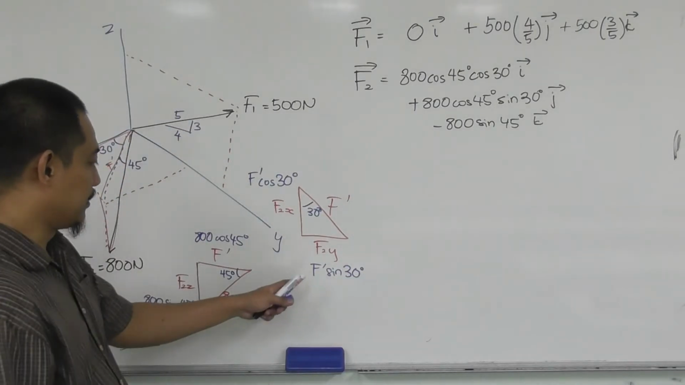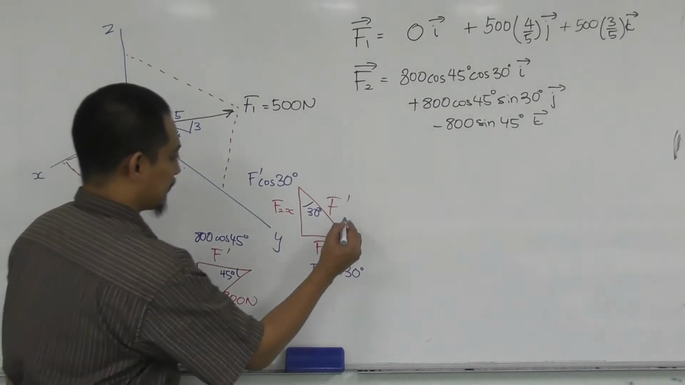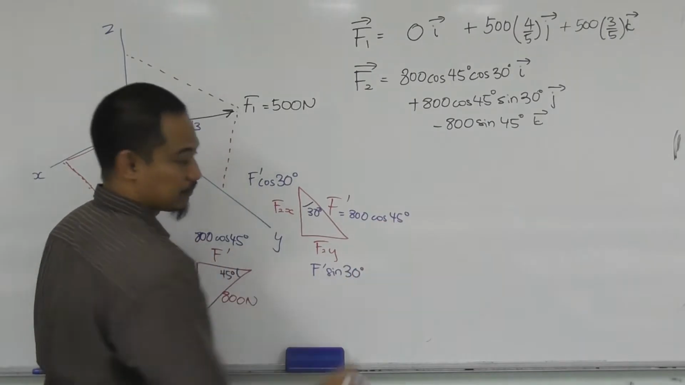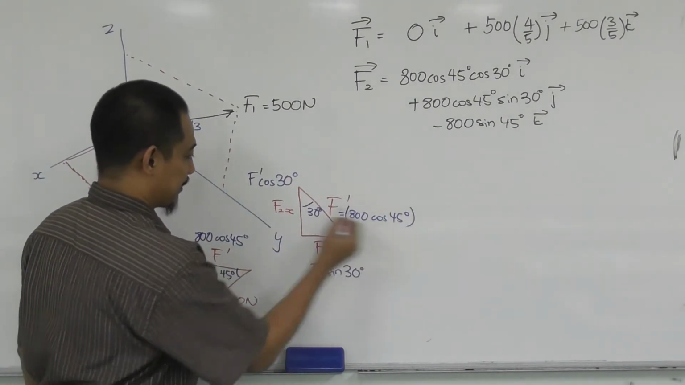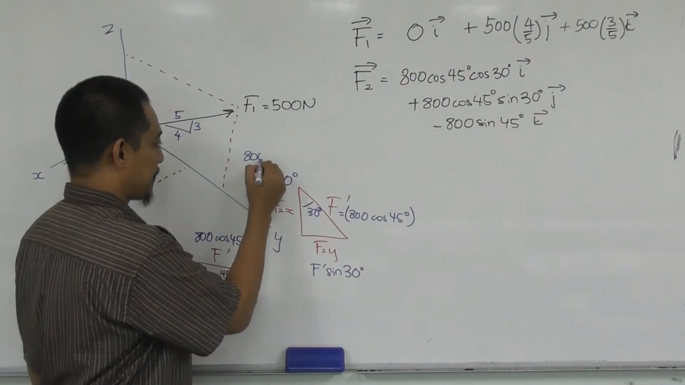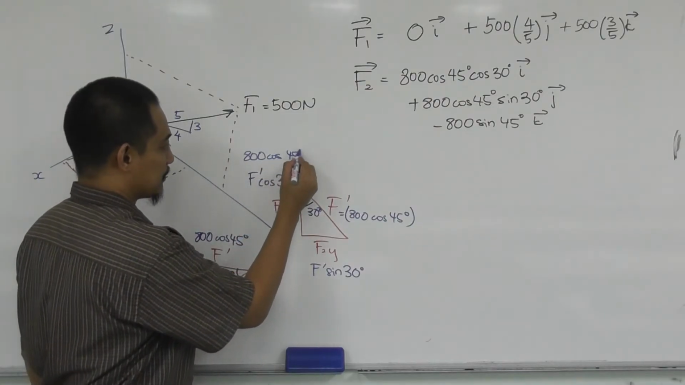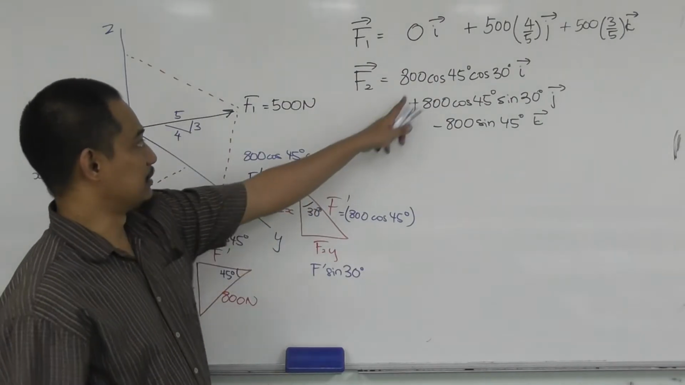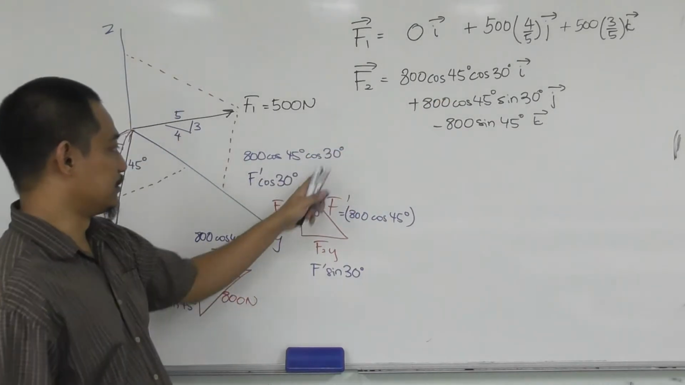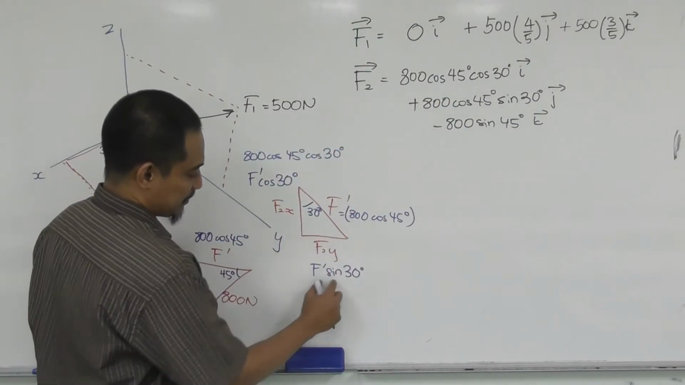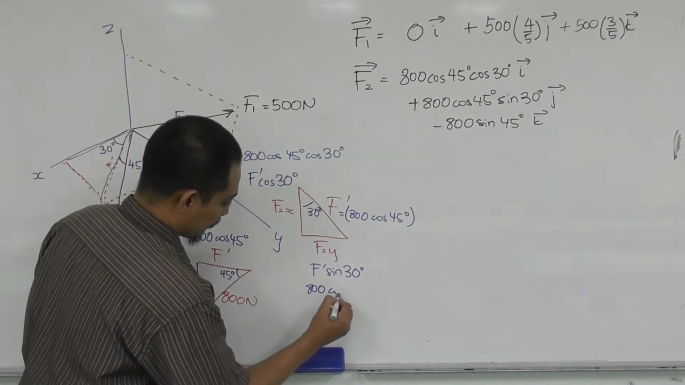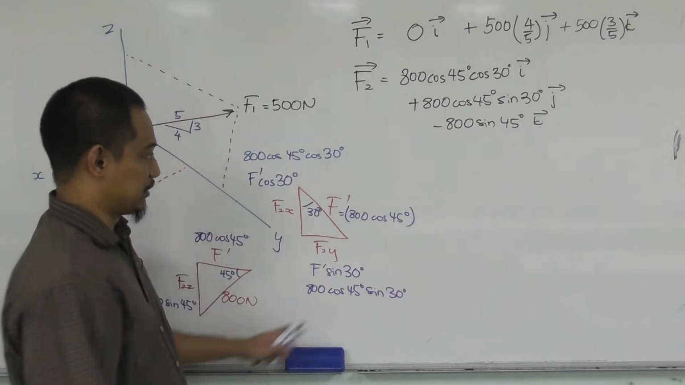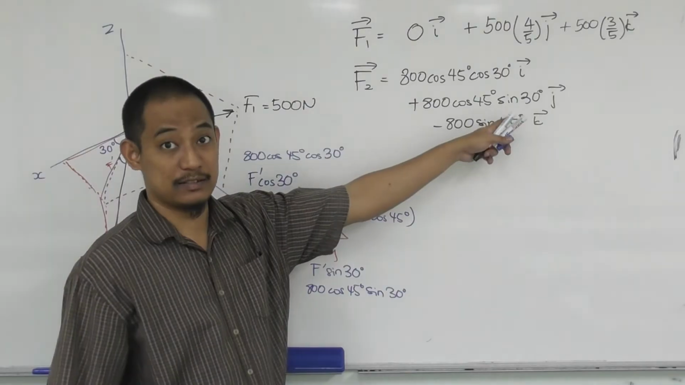Right? Straight away. But of course, F prime we already know here. F prime is 800 cos 45 degrees. So just replace this F prime into this F prime, and you will get 800 cos 45 degrees and then cos 30 degrees, which is the same as this one. 800 cos 45 cos 30. This one, you plug in F prime here, you will get 800 cos 45 degrees sine 30 degrees, which is exactly the same here, 800 cos 45 sine 30 degrees.